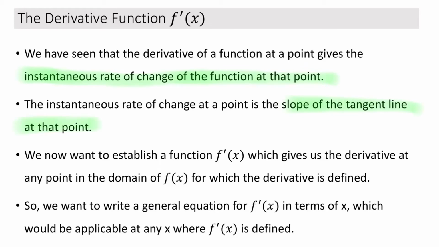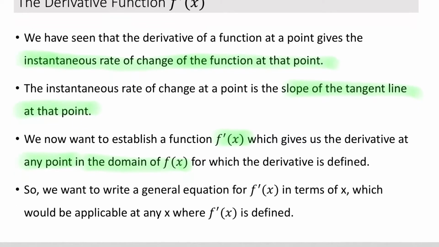We now want to establish a function f prime of x, which gives us the derivative at any point which is in the domain of f of x, for which the derivative is defined. So we want to write a general equation this time for f prime of x in terms of x. This would give us a generalized function for the derivative of the function f at any x in the domain of f. So it would be applicable at any x where that function itself is defined.